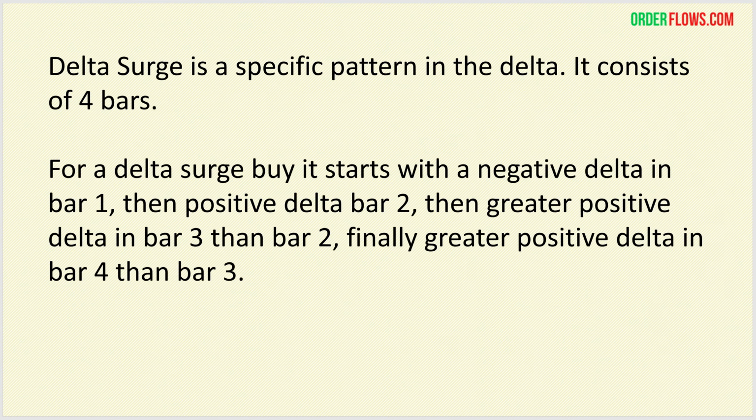So delta surge is a specific pattern in the delta. It consists of 4 bars. Now for a delta surge buy, it starts with a negative delta in bar 1. Then bar 2 has positive delta. Bar 3 has positive delta that's greater than bar 2. And finally, bar 4 has a greater positive delta than bar 3.